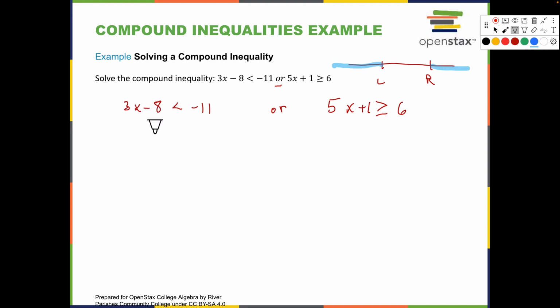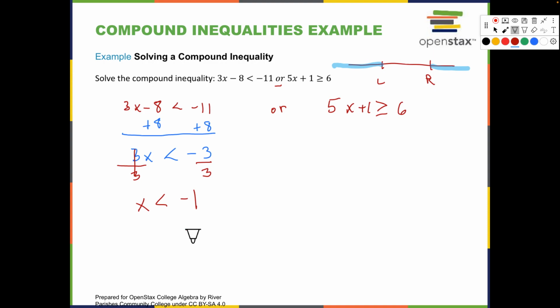So on the left, we'll add 8 to both sides, giving us 3x, because minus 8 plus 8 is 0 so that's gone, and negative 11 plus 8 gives us negative 3. And then we divide both sides by 3. And watch, this time I'll get it right. 3 divided by 3 is 1. It's not 3. Okay, so that's our x. And this becomes negative 1.